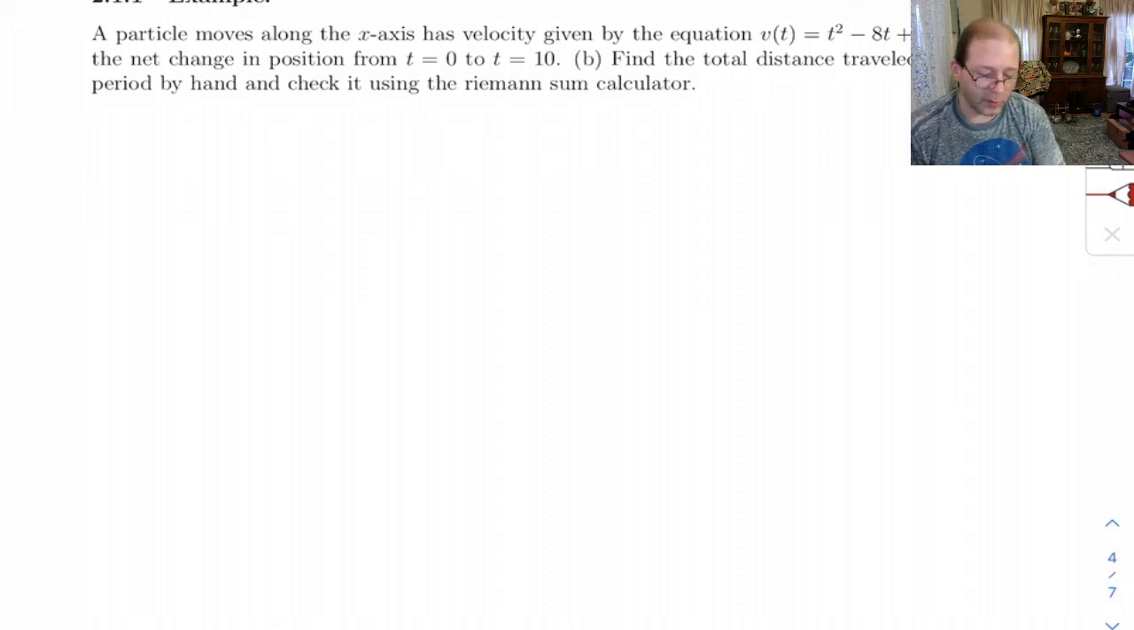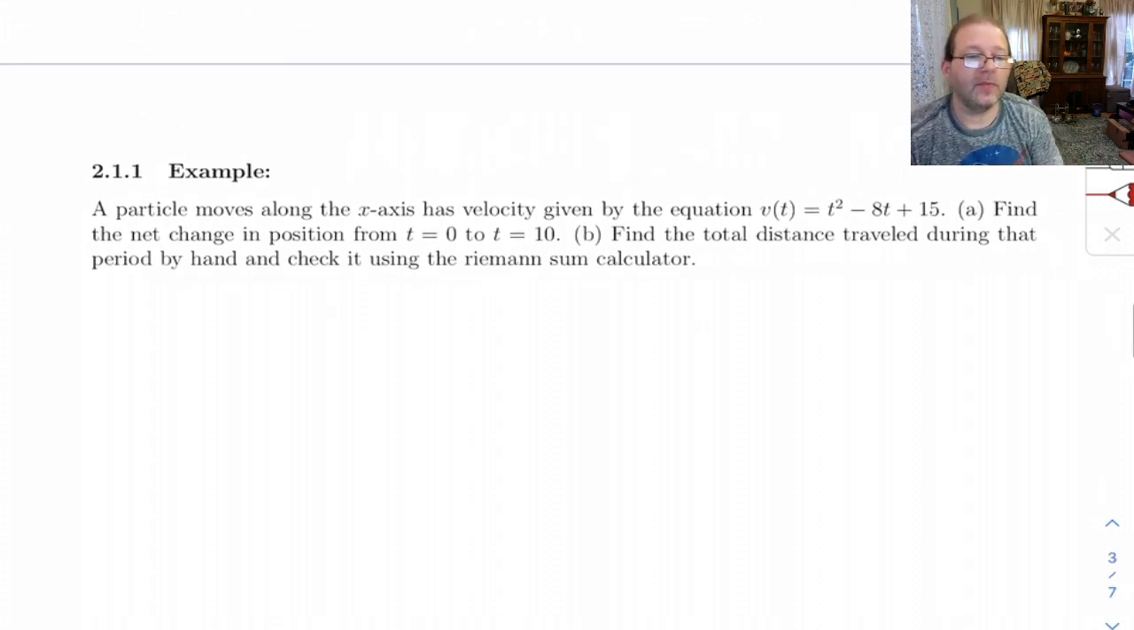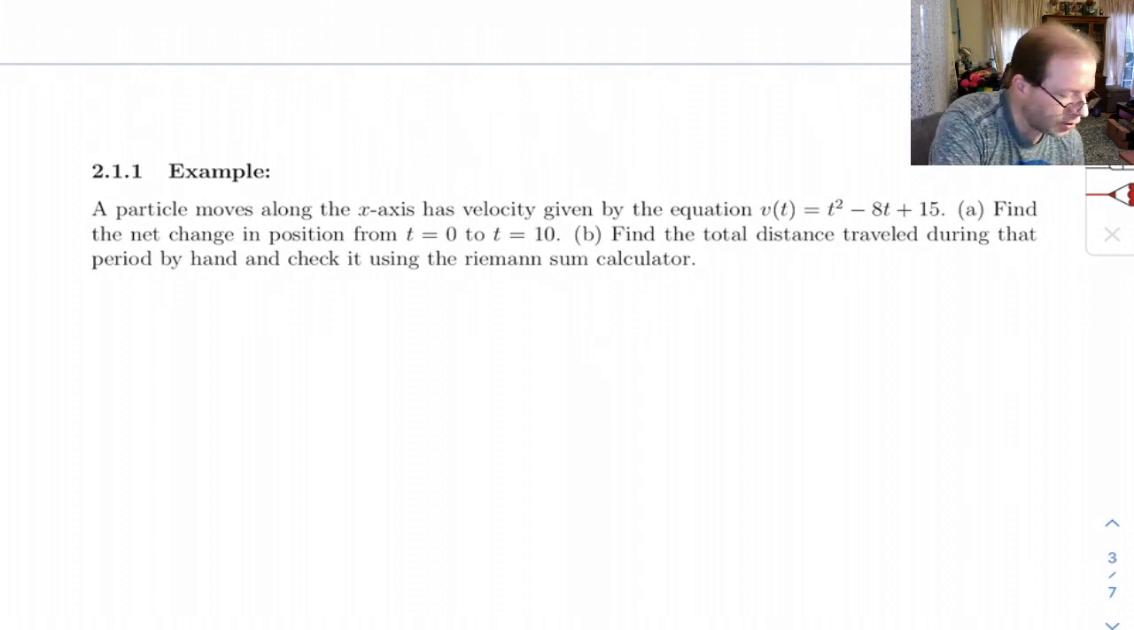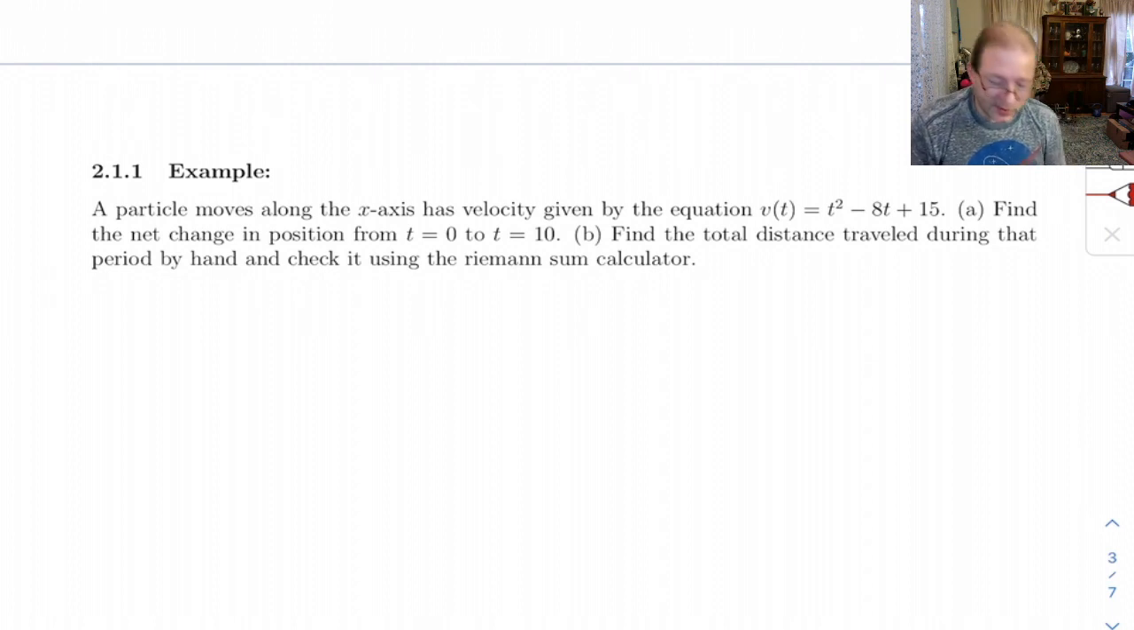All right, let's look at example 211. We've got a particle moving along the x-axis, and its velocity is given by this equation. We want to find the net change in position, and we also want to find the total distance traveled during that period. And we want to do it by hand, and we want to check it using the Riemann sum calculator. So let's get started. Now, the net one is always easy to set up.